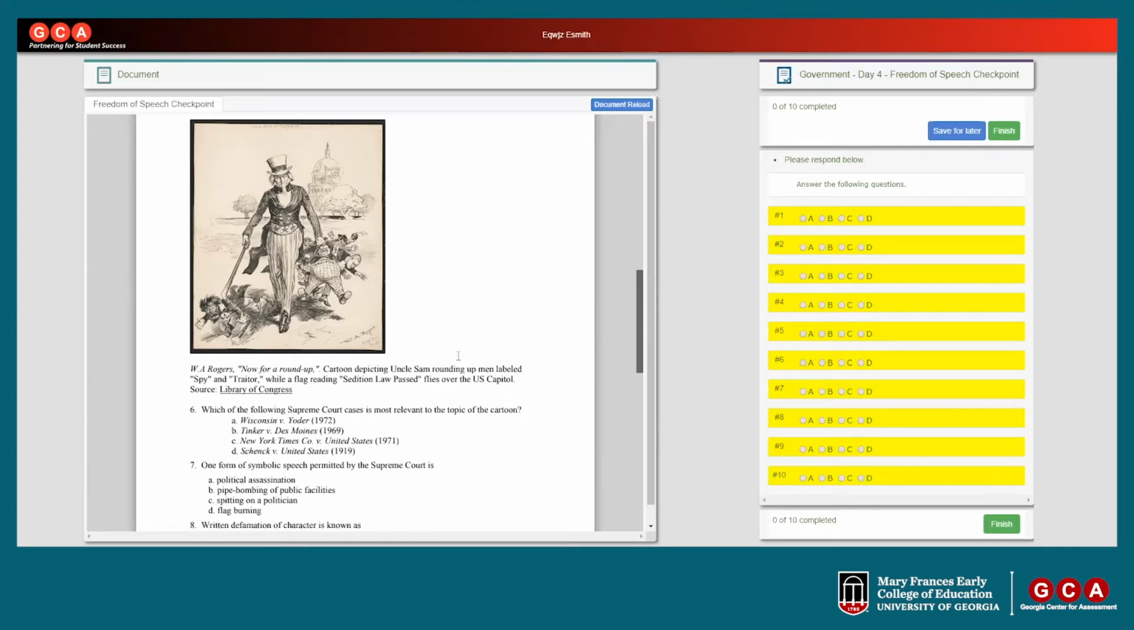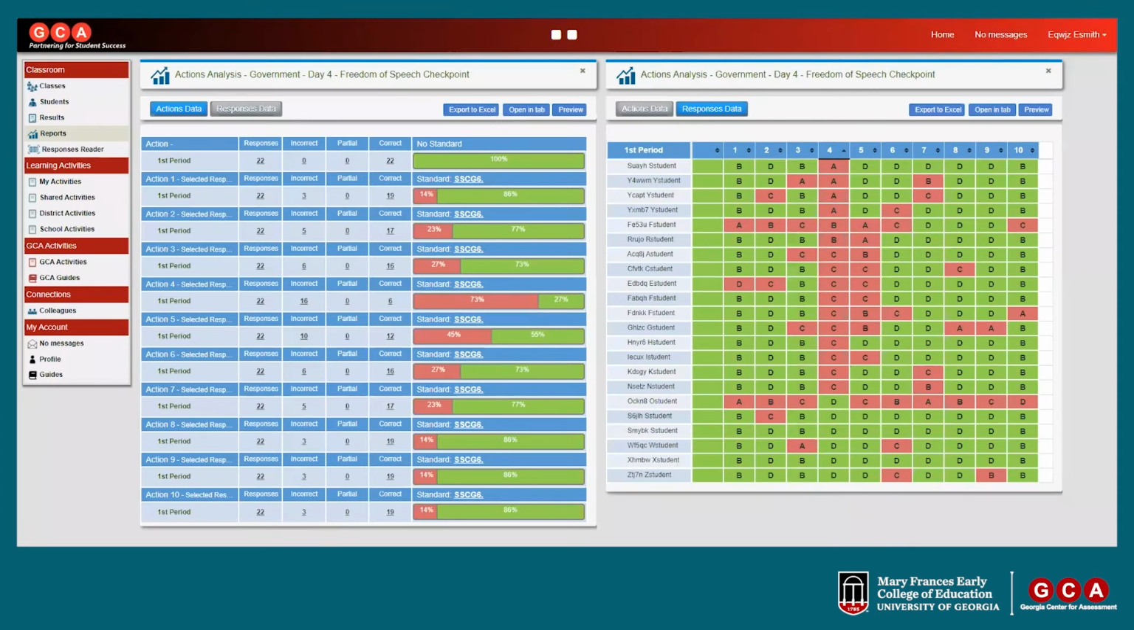Thus, he expected the results to reflect gaps in his students' ability to analyze political cartoons on the topic of freedom of speech. When he reviewed the item-level data, he observed that most students correctly answered the question involving the political cartoon, different than what he predicted. However, question 4 drew his attention, as many students answered the question incorrectly.